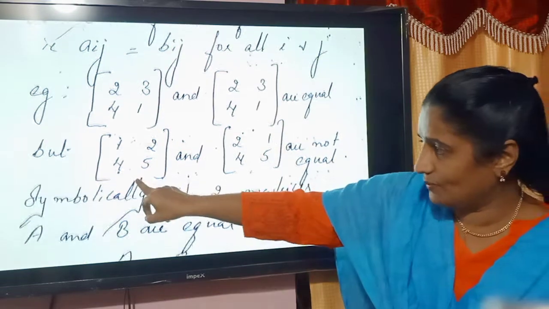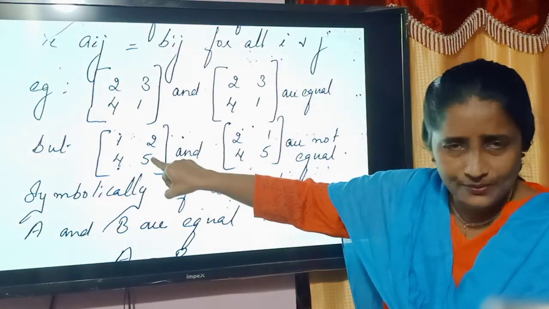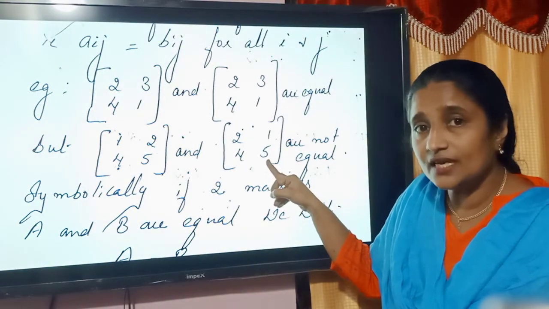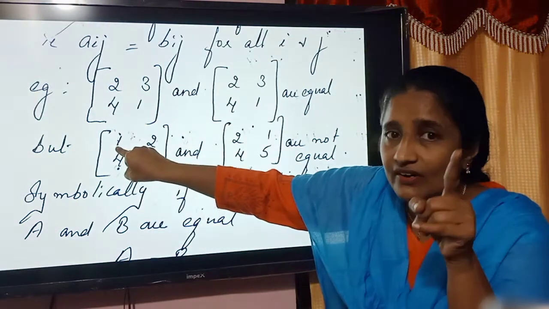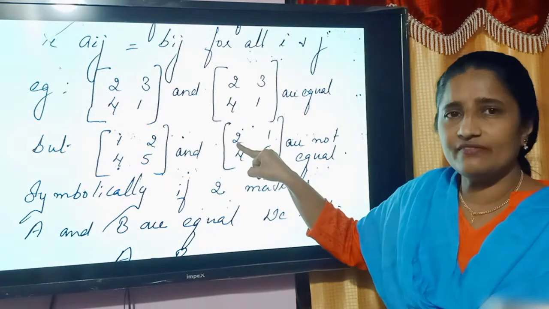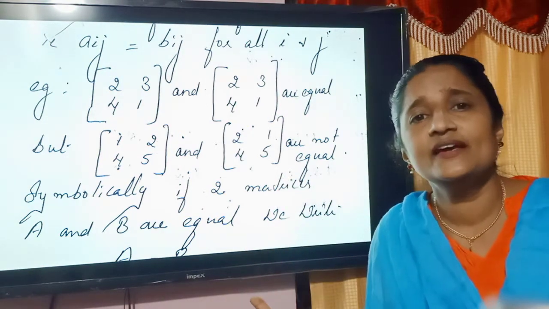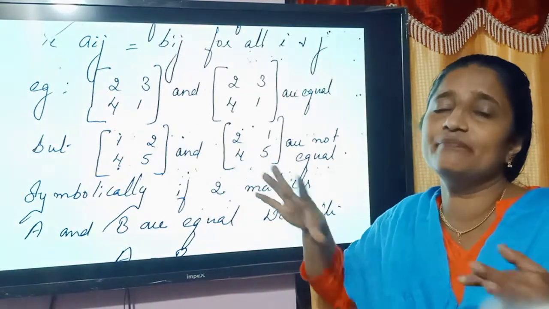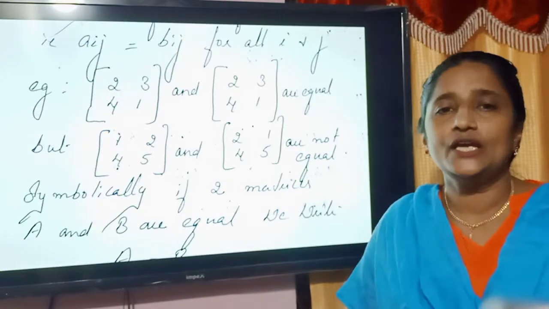Now, what about these two? See, the order is the same. This is of order 2 by 2, and this is also of order 2 by 2. But see the elements. The first element A11 is 1. Here what is A11? 2. So there is no need to look at the others, because our condition is not satisfied in this case. A11 is not the same as A11. That means the two matrices are not equal, they are unequal.